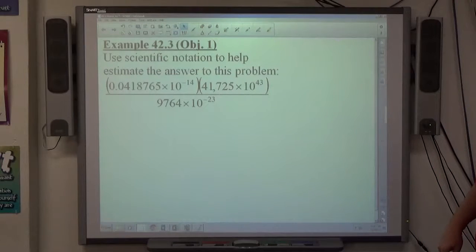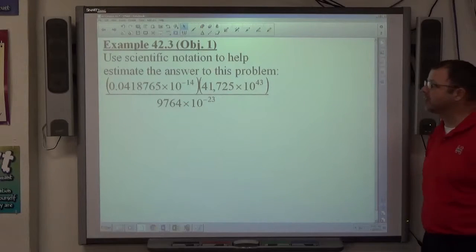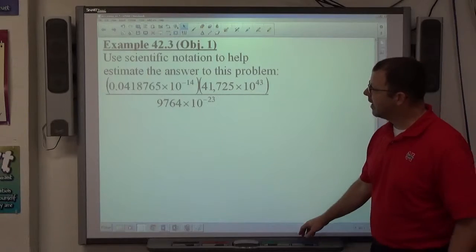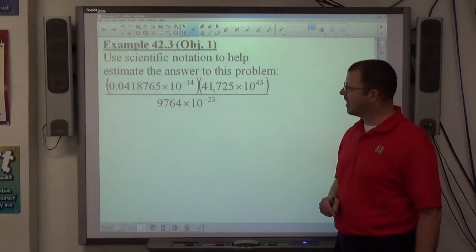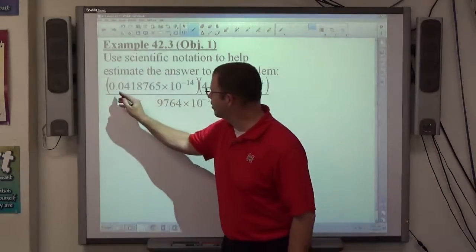Final example here, 42.3. Use scientific notation to help estimate the answer to this problem. 0.0418765 times 10 to the negative 14th, 41,725 times 10 to the 43rd, and 9,764 times 10 to the negative 23rd. So, start off with this one.